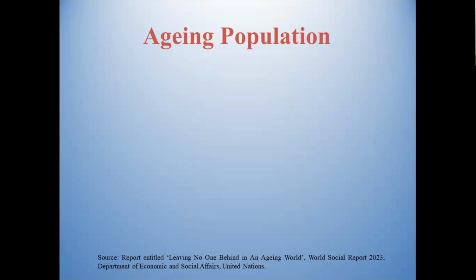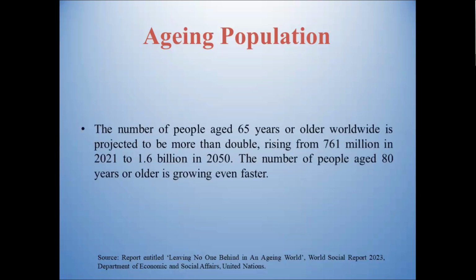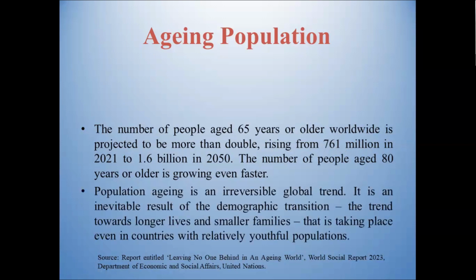But this report talks about the direction in which the global economy is moving over the period. Global economy and society is growing as an aged economy. By 2021, we had around 761 million people who are 65 years old or over. But it is expected that by 2050 this number will more than double, and we will have around 1.6 billion people in this age bracket. The population of people who are 80 years old or more is growing even much faster. And this trend is irreversible.